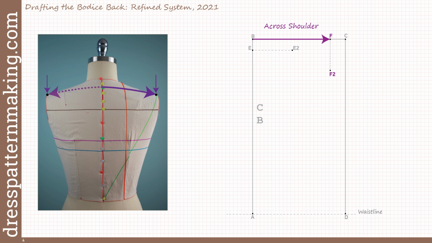Your across shoulder is measured either from the centre back to the shoulder tip, or from shoulder tip to shoulder tip and divided by 2. Using the half measurement from centre back to the shoulder tip, measure across from point B towards point C and mark point F. Then draw another guideline. Again, because it's a guideline, it does not need to be an exact length, about 8 to 10 centimeters down from point F at right angles to the B to F line, and mark the end of that line F2.